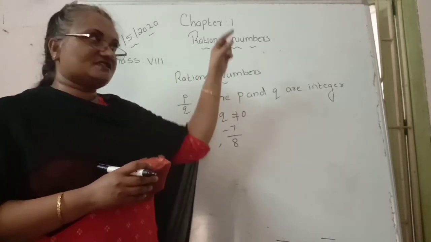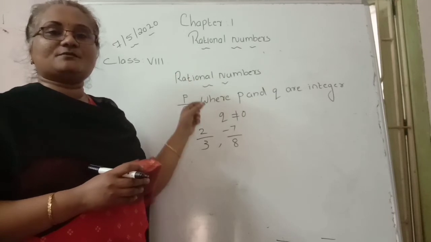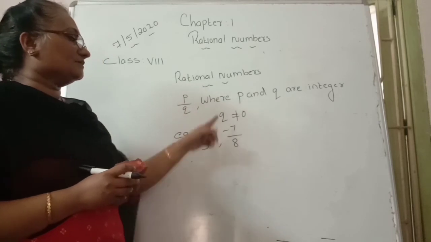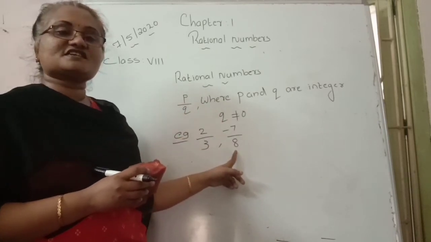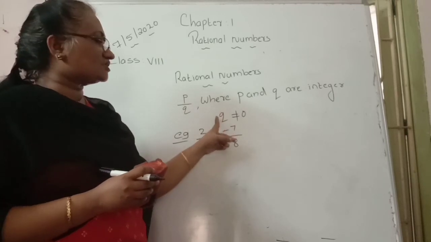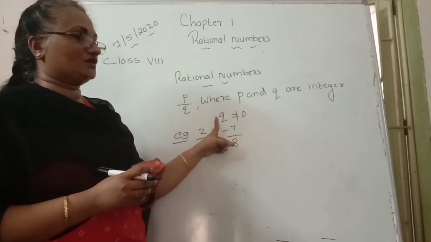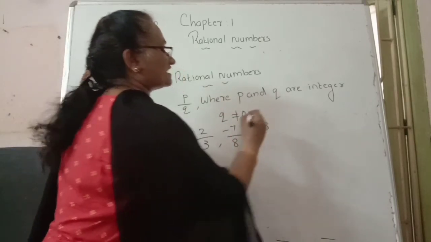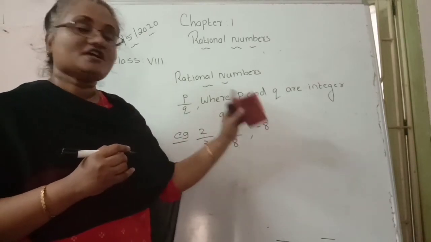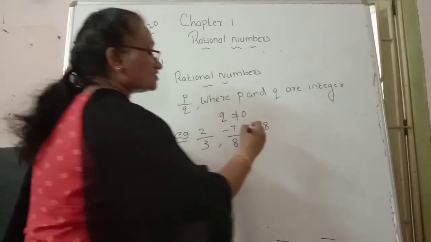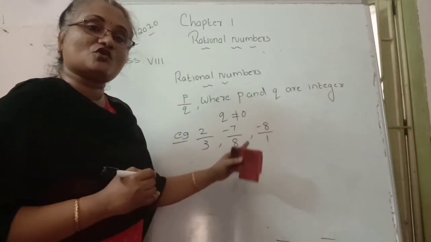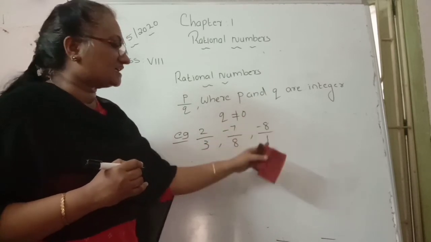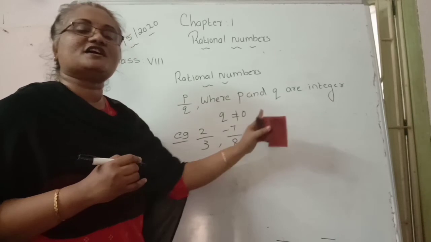So a rational number means we can express it in the form P by Q. P by Q means fractional form. Then remember, the denominator never comes as 0; that's why we write Q value not equal to 0. Then you may have a doubt: is minus 8 a rational number or not? Yes, minus 8 is a rational number. Why? Because we can express minus 8 as minus 8 by 1. Minus 8 is the P value, 1 is the Q value.